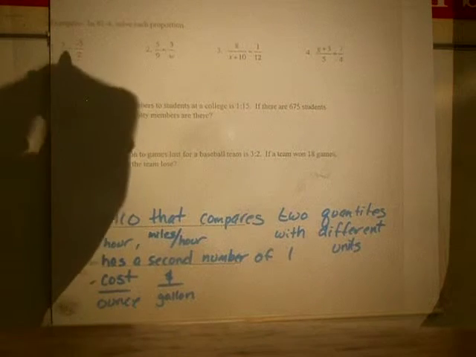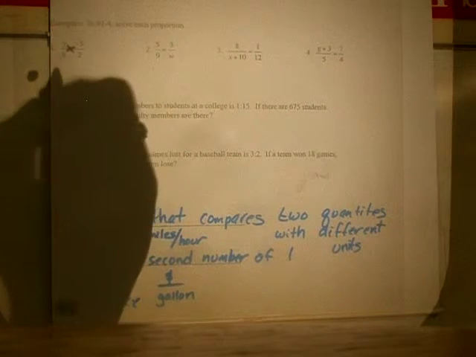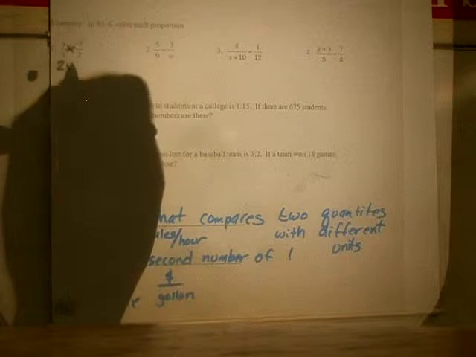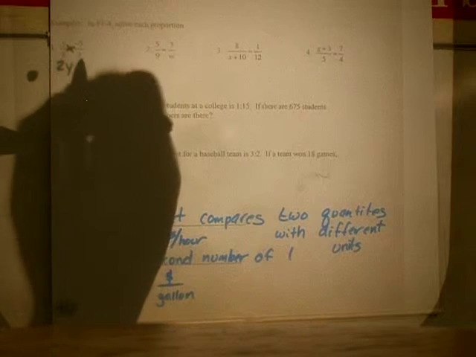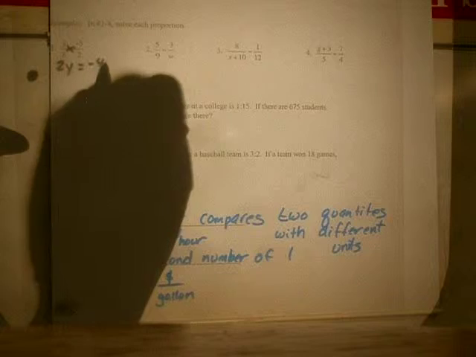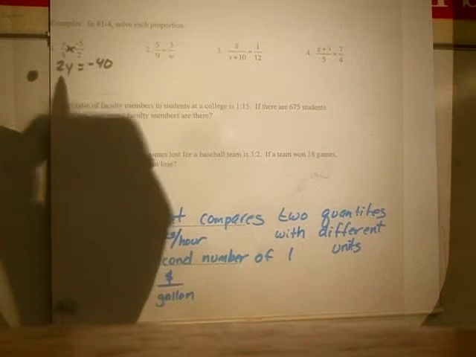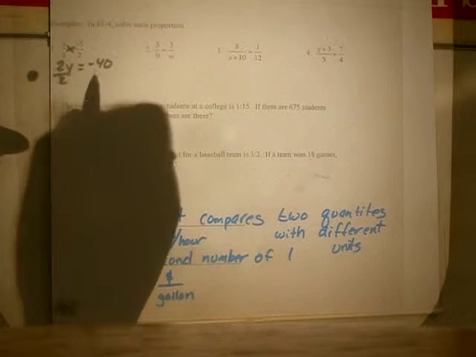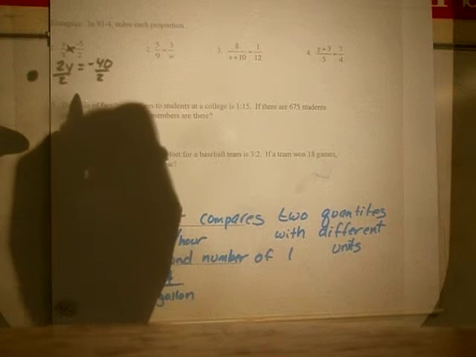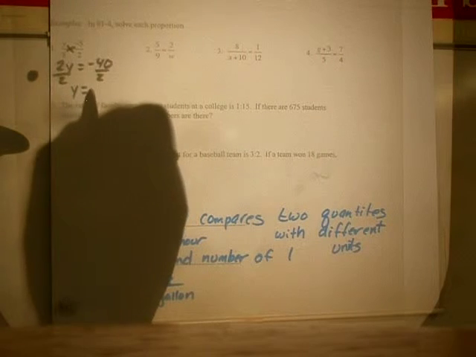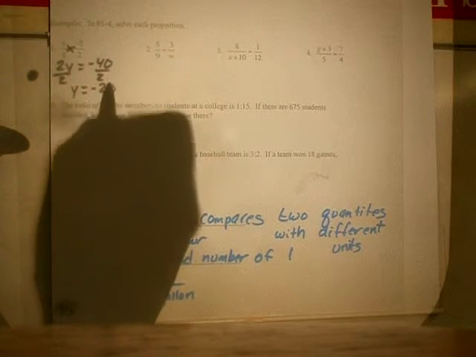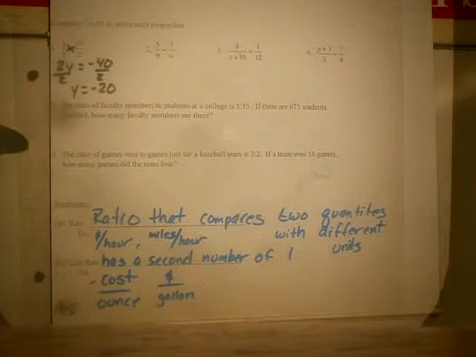Example 1, we're going to cross multiply, and you will have 2y. 8 times -5 is -40. And from there you can divide both sides by 2, and your final answer then is y equals -20.